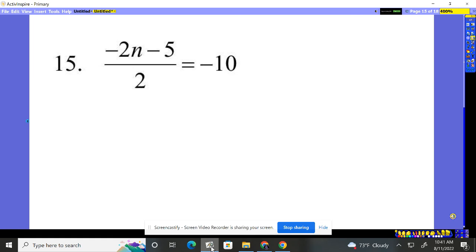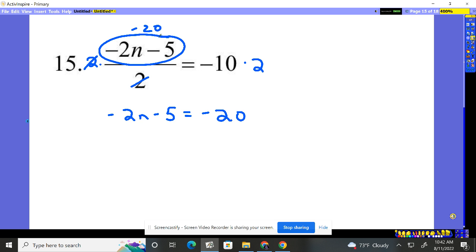And number 15, we have an entire thing divided by 2 equals negative 10. So the first step is we're going to get rid of that dividing by 2 by multiplying by 2. Well, we know what divided by 2 is negative 10. That'd have to be negative 20, right? Well, notice when we do this, that negative 2n minus 5 equals negative 20. Right? So we know that negative 20 divided by 2 is negative 10. So we know that piece up here has to be negative 20, which is what this line shows us.